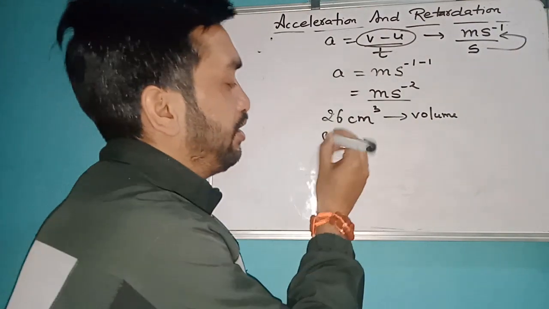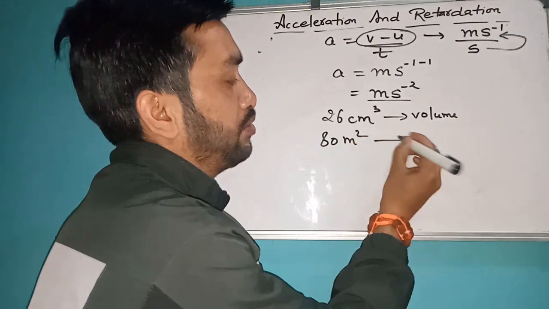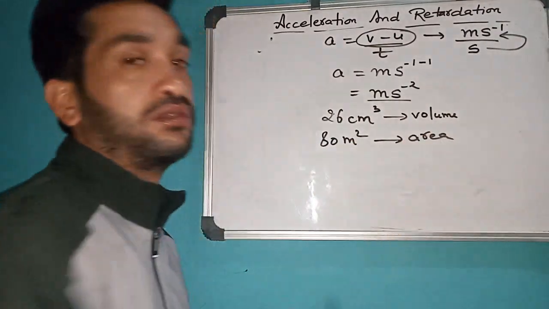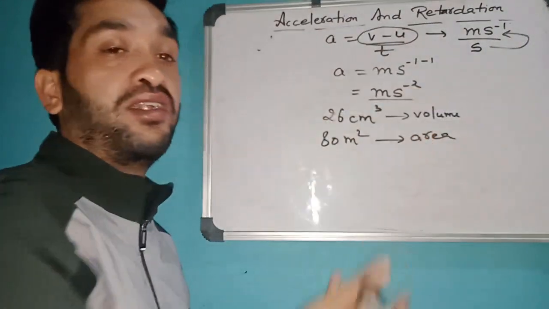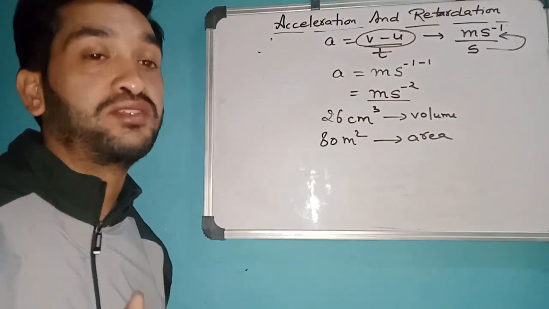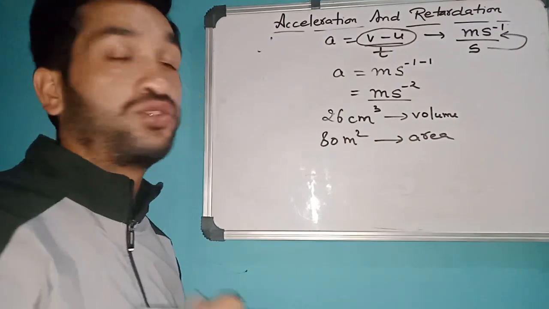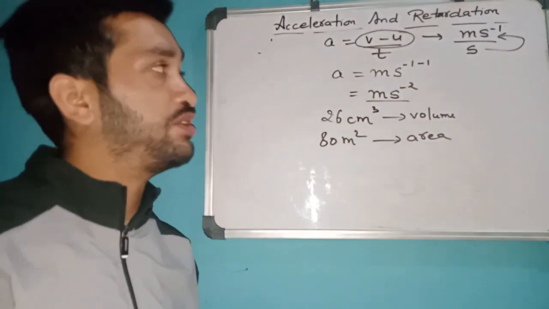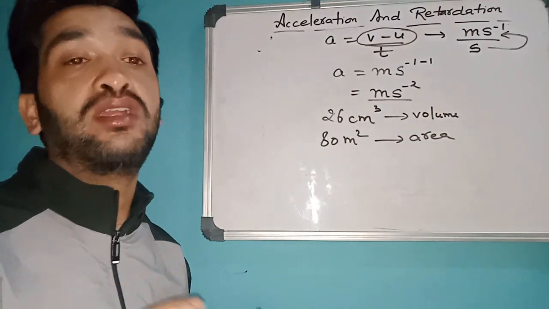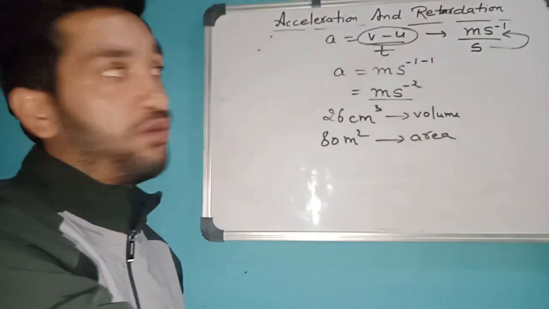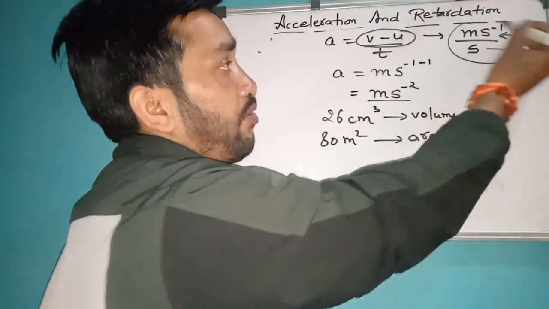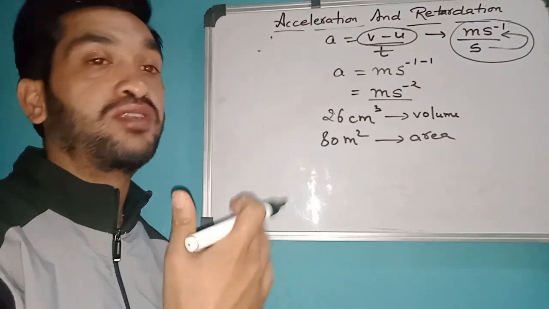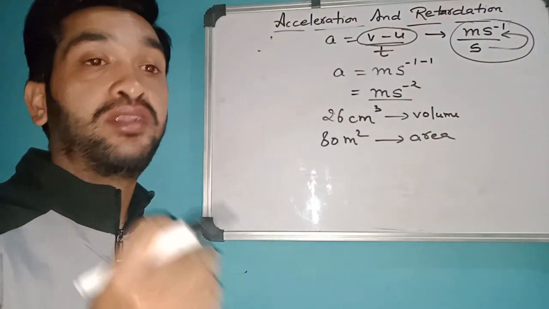Okay, and 80 meter square, so definitely it's an area. So with the help of units, you can identify what quantity it is. But for that, you should be accurate about your unit. You should have the knowledge of units. So acceleration's unit is meter per second square. How? We have derived it from here, meter per second upon second. So second will migrate, it will become meter per second square.